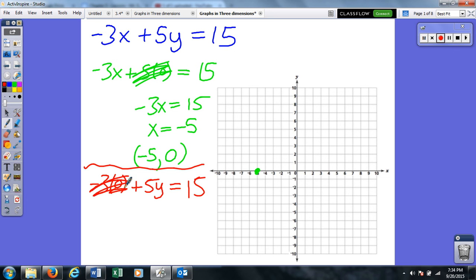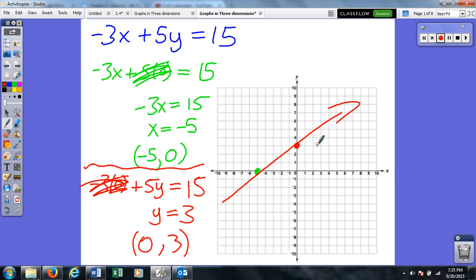So this goes away. 5y equals 15. Divide both sides by 5, and we get y equals 3. So here we plugged in 0 for x, and then we got 3 for y. That's another coordinate point. And there's the y-intercept. Now we can graph this line just by drawing a straight line between those 2 points.